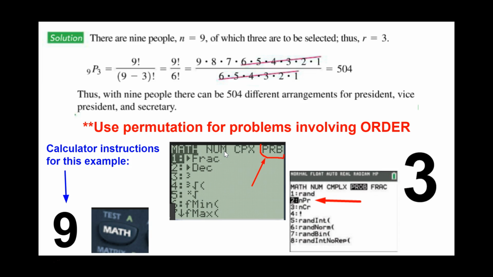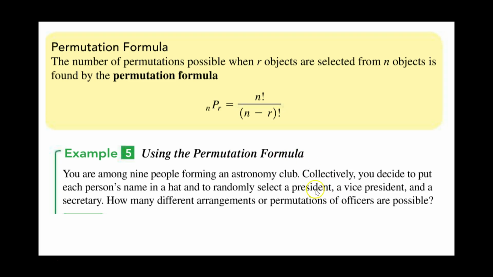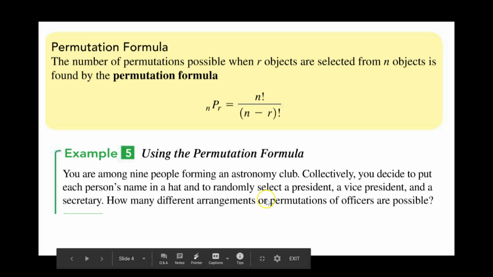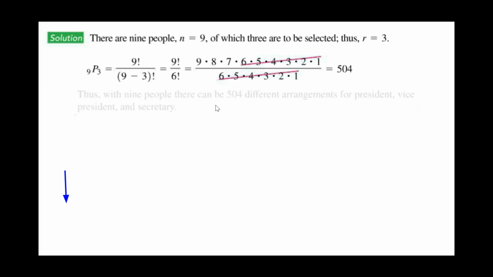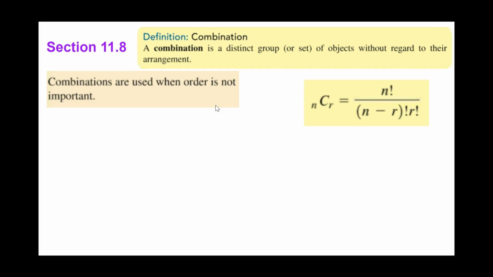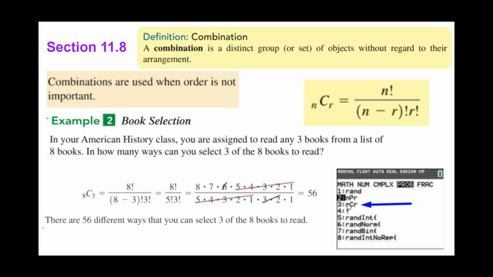However, when we're talking about this other problem, we have to vote on the president, vice president, and secretary. So order does matter in this one. We have a certain order that we have to do it in, and we have different categories that we need to put it in. So order matters, and this is where we put P. When order does not matter, this is where we put C. And number 3 represents C when we go get it in our calculator.